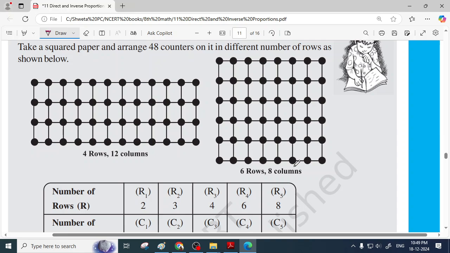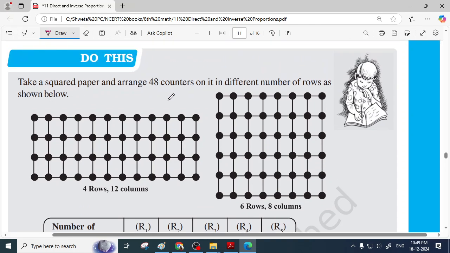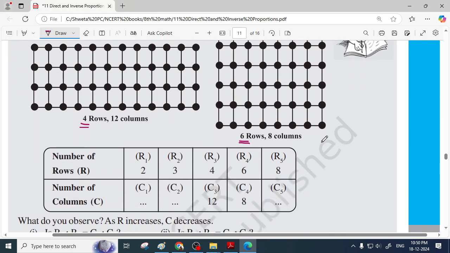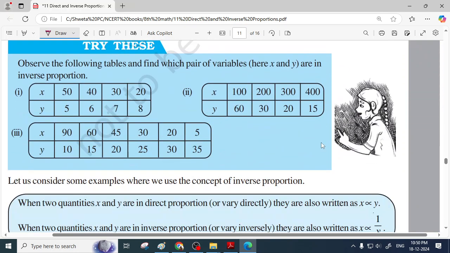One more example. Take a squared paper and arrange 48 counters on it in different number of rows as shown below. Here the number of rows is 4. Then to accommodate all these 48 counters, there must be 12 columns or 12 counters in each row. But here if we increase the number of rows, it becomes 6 from 4. So number of columns decreases. So this is the case of inverse variation.